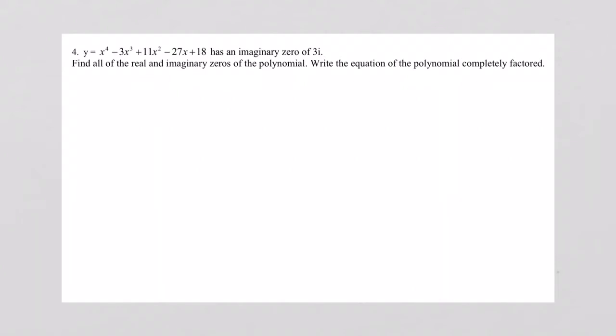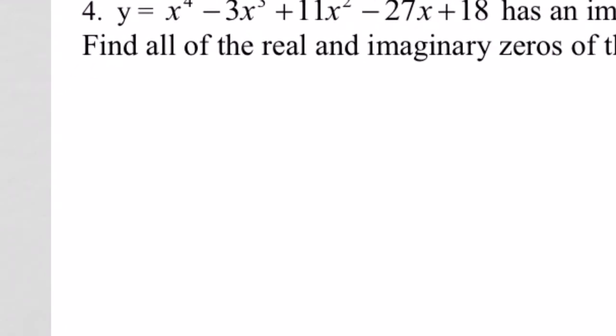But let's go. This polynomial has an imaginary solution of 3i. Notice it says imaginary zero, and I said imaginary solution. That's because they're synonyms. They mean the same thing. Two things we need to know. Thing one is the complex conjugate roots theorem. It says that if 3i is a solution, then so is negative 3i.